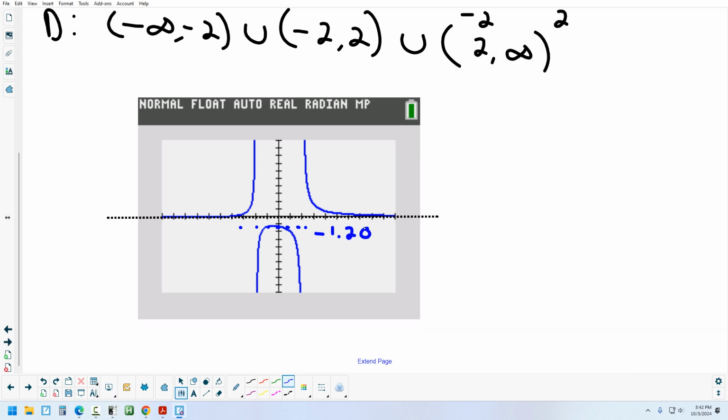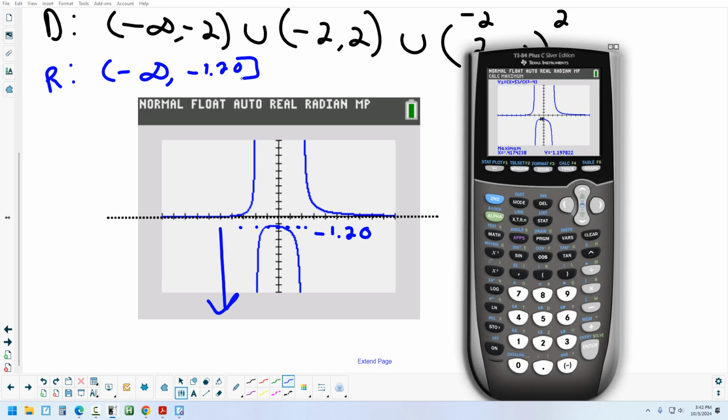Okay. So let's look at the range in this section. What's the lowest that this part goes? Negative infinity. Up to and including, what's the highest that that part goes? Negative 1.2. Yep, and it does reach that, and I know it reaches it because I can see it on the calculator where the y is. It reaches it. All right, so that's the bottom part.